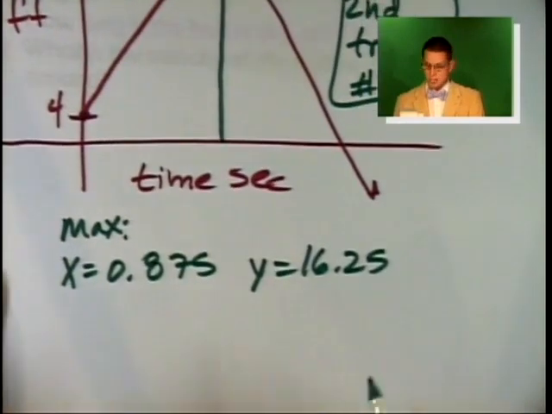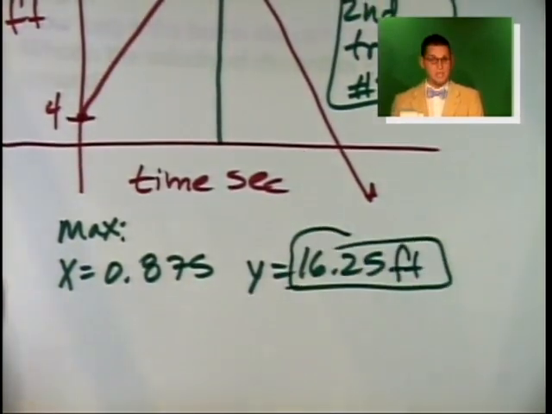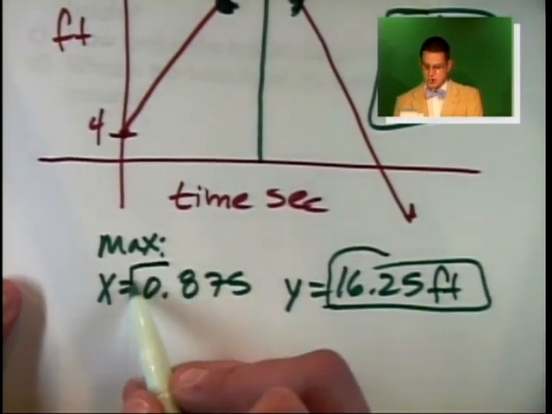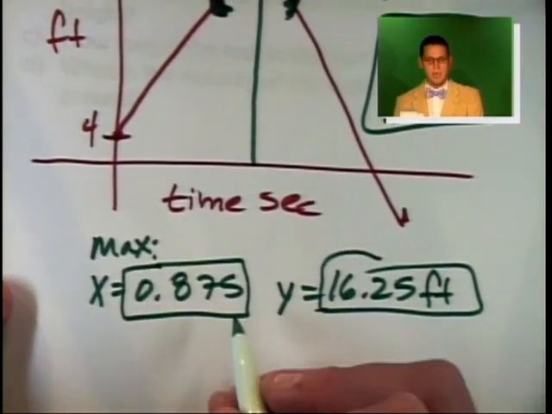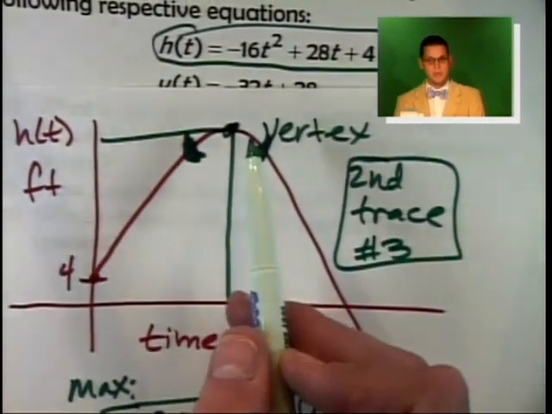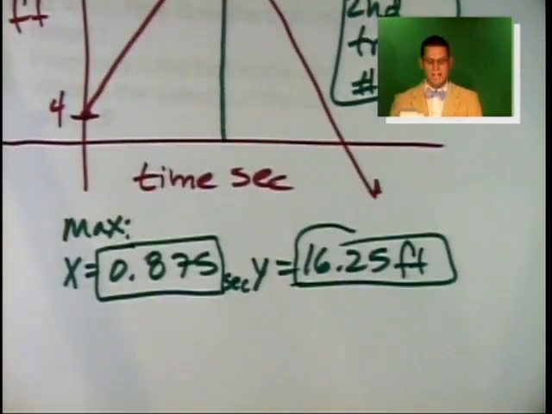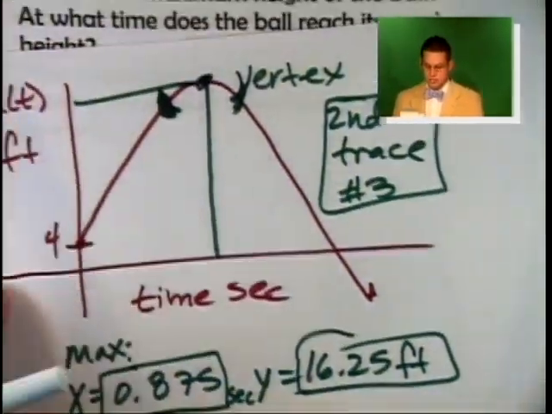And so what does this mean? This means that our maximum height is 16.25 feet. That's how high the ball goes into the air. And we achieve that maximum height at approximately 0.875 seconds. And that xy coordinate is nothing more than the coordinate of the vertex. But a nice application. We know what the maximum height is. So that answers questions A and B.